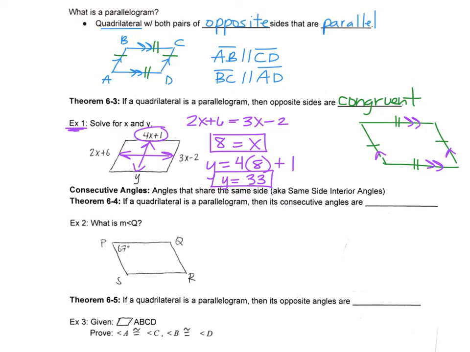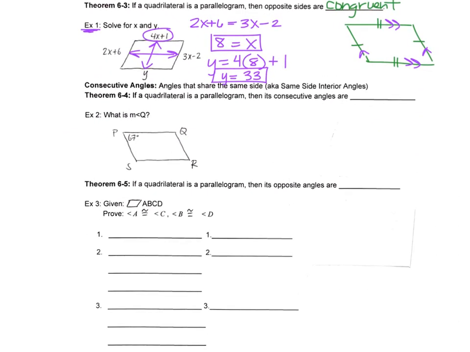Consecutive angles. We've talked a little bit about consecutive angles, but I just want to make sure you're clear on what they are, because this theorem uses consecutive angles. So the definition of consecutive angles is angles that share the same side. So for instance, if I have a parallelogram that looks like this, this angle here and this angle here both share this side. They both use that side to form the angle. Those are consecutive angles. Another way you could say it is same side interiors. Same side interior angles are consecutive, one right after the other.